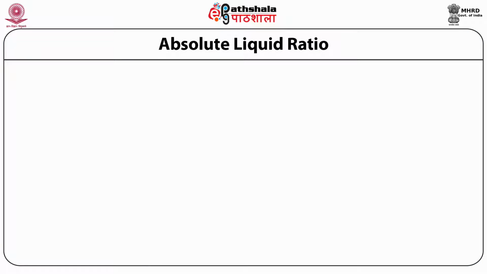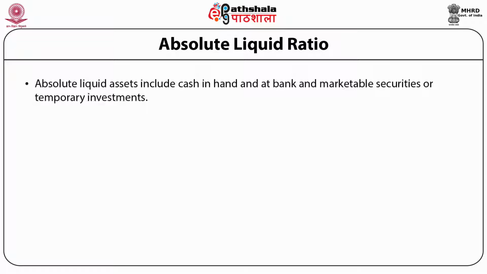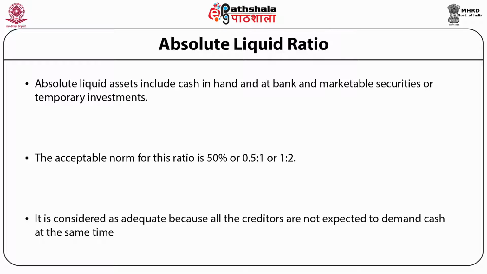Now, absolute liquid ratio. Absolute liquid assets include cash in hand and cash at bank and marketable securities or temporary investments. The acceptable norm for this ratio is 50% or 0.5:1 or 1:2. It is considered as adequate because all the creditors are not expected to demand cash at the same time.